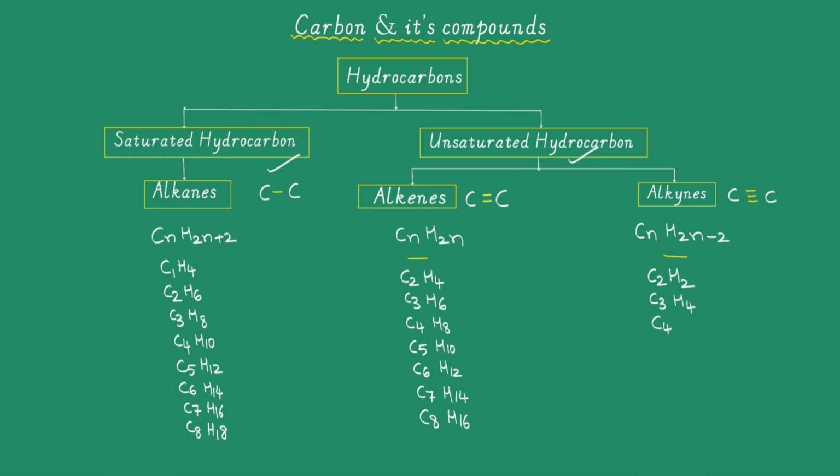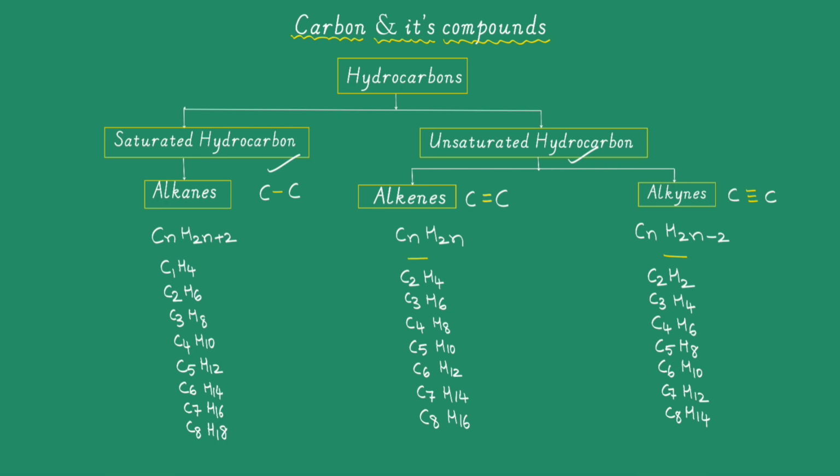C4, double it, it is 8, subtract 2, 6, C4H6. C5, double is 10, subtract 2, becomes C5H8. Then C6, 12 minus 2, 10. C7, 14 minus 2, 12. C8, 16 minus 2, 14. So in this way we will write the molecular formulae of alkanes, alkenes, alkynes.